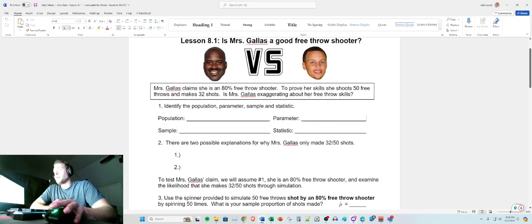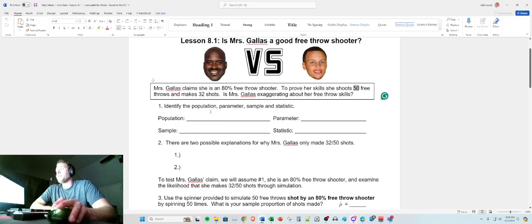So we're going to start by reviewing some of these terms here. In our last chapter, what we did with confidence intervals is what we were trying to figure out. What is her true ability? We'd make a confidence interval for that. But in this example, we're just trying to say, okay, does this data, 32 out of 50, make it plausible that this is her free throw ability, or is she exaggerating a little bit?